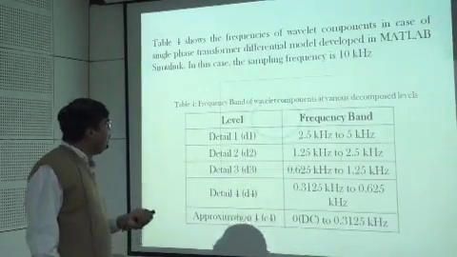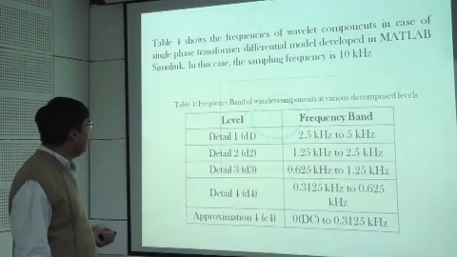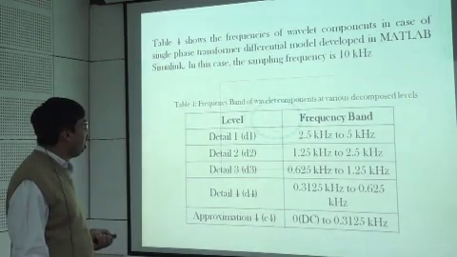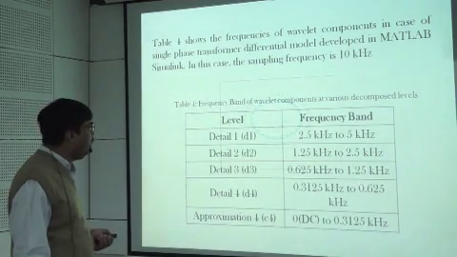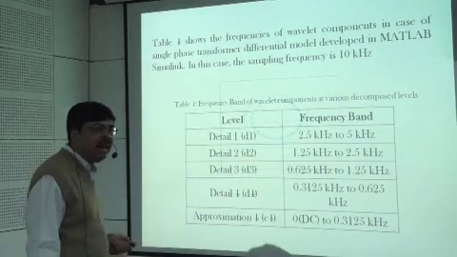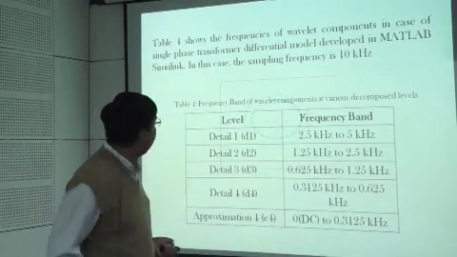For a sample case when the sampling frequency is 10 kHz, detail 1 consists of the frequency band 2.5 to 5 kHz, detail 2 1.25 to 2.5 kHz. At every level the frequency band is halved, as per the Nyquist sampling theorem.